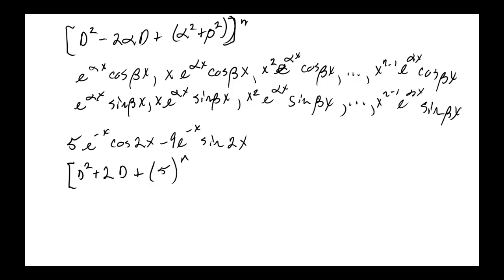Your n here is 0, okay? So you just need this 1. You don't need any power here. So let me clean this up a little bit. Okay. So I think that's the operator that does it for us. D squared plus 2D plus 5.